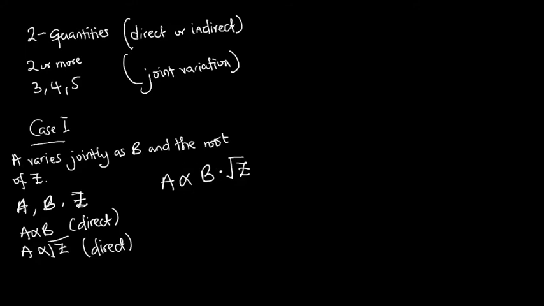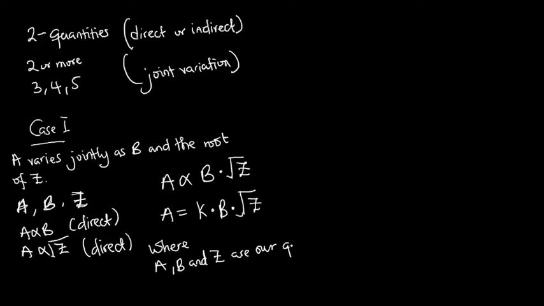With this expression, we can easily go ahead and remove our proportionality sign, and we introduce our constant. In this case, it becomes A is equal to K multiplied by B multiplied by the root of Z, where A, B, and Z are our quantities, and the K over here becomes our variation or proportionality constant.